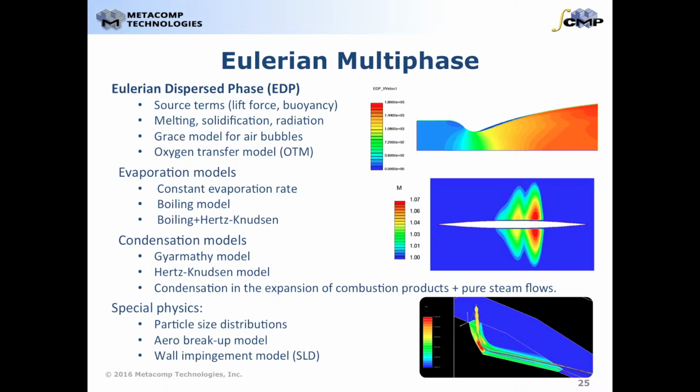The Grace model can be used for air bubbles when bubbles begin to deform and become elliptical. The oxygen transfer model can simulate oxygen mass transfer between bubbles and liquids. Three evaporation models are available in CFD++. Two condensation models are available, and additional models for special physics, such as a secondary aero breakup model and a wall impingement model for SLDs.